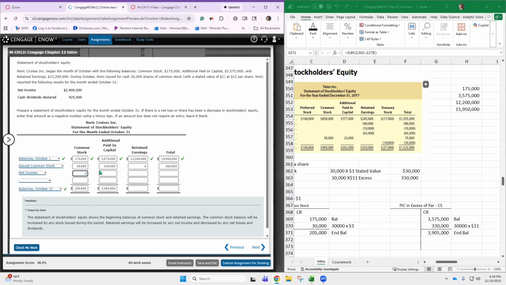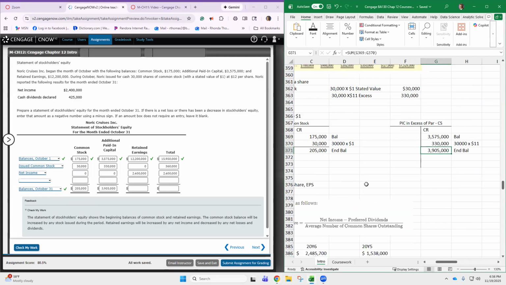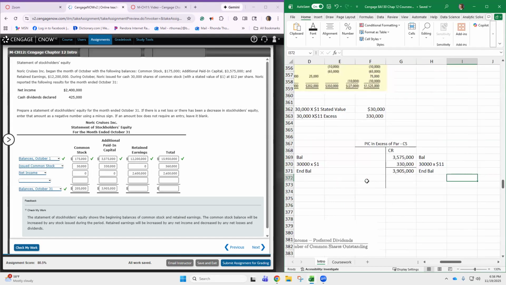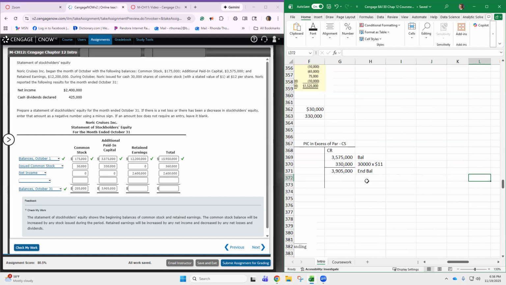It's not going to affect common or paid in capital common, but it will affect retained earnings. It makes retained earnings go up 2,400,000. So we just need to put that over here, 2,400,000. And I think I've got retained earnings somewhere here, maybe. Okay, retained earnings. I'll add it together here in a minute. And then dividends, cash dividends declared. Okay, they're declared.